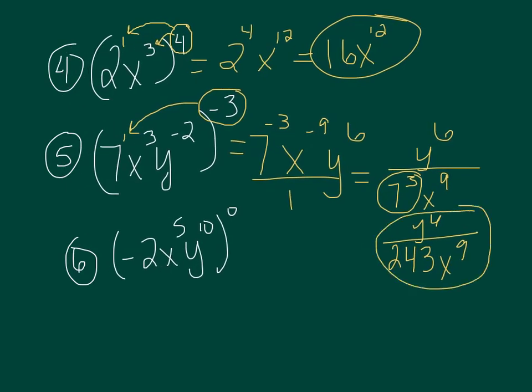All right, next one, I have negative 2. Okay, that has an exponent of 1. X to the fifth, y to the 10th, all to the 0 power. Remember, everything to the 0 power is 1.